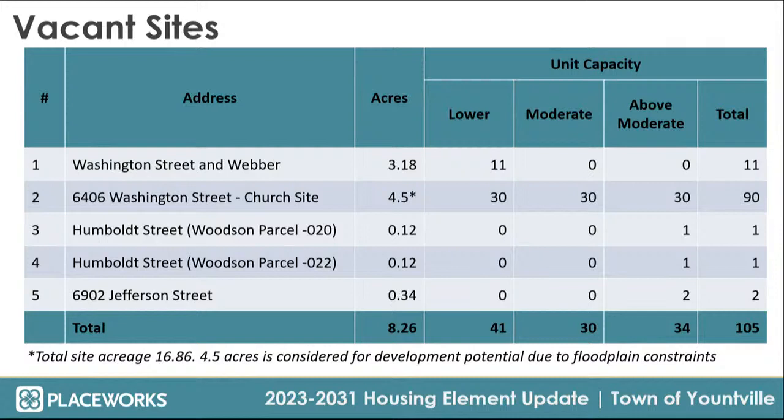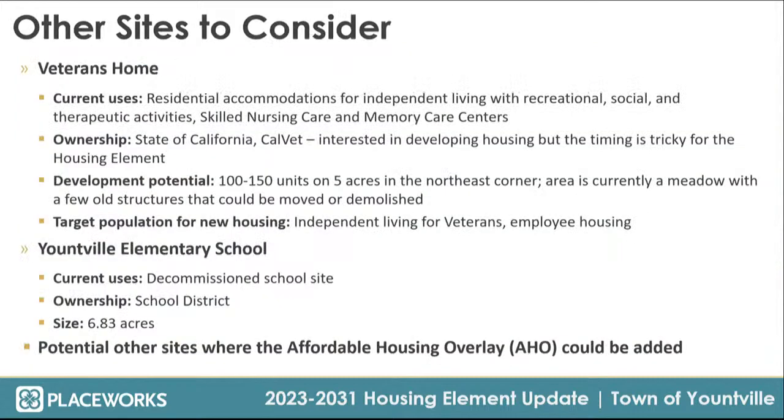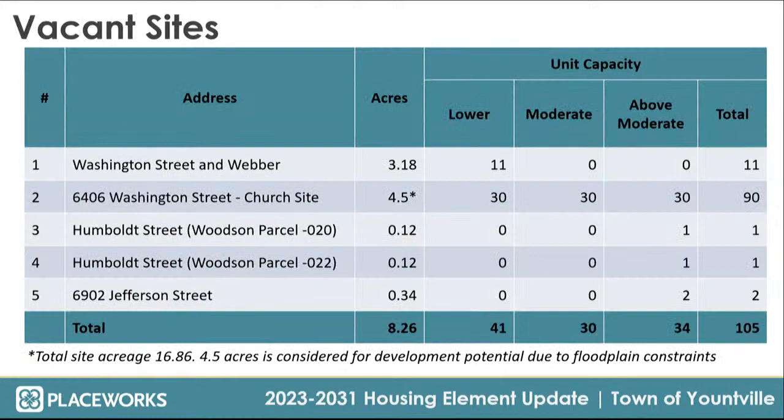So based on what we've pulled from your land inventory and your zoning code and your general plan, there is a capacity for 105 units over this next 8-year period. Yeah, I can just interrupt real quickly. And Eddie, could you go back to that aerial shot?